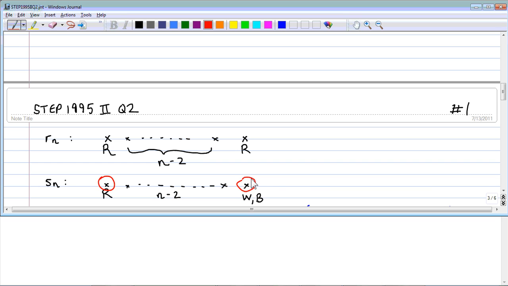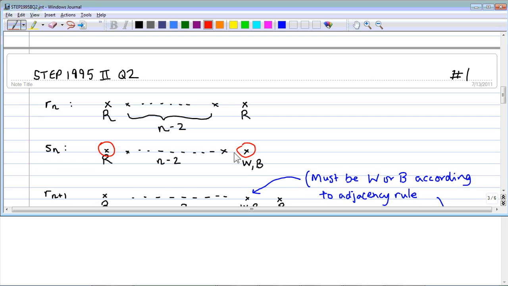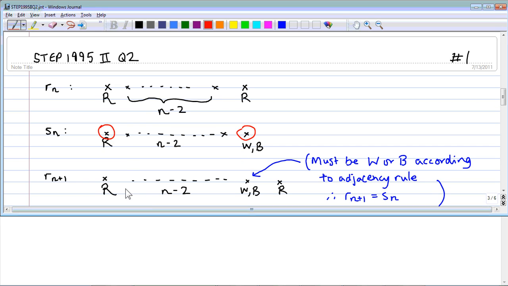Okay, so now we're asked to explain why Rn plus 1 is equal to Sn. Well, what would a similar diagram for Rn plus 1 look like? So I've shown here, you can see Rn plus 1 would have R here, an extra red post at the end. But of course the key point is that the post before it must, according to the adjacency rule, as I've written here, this one must be white or blue.